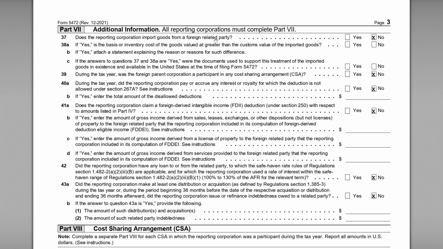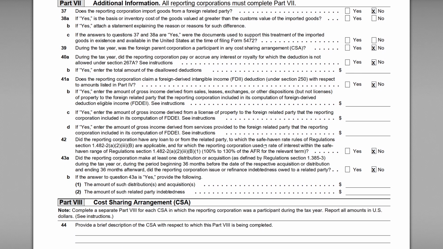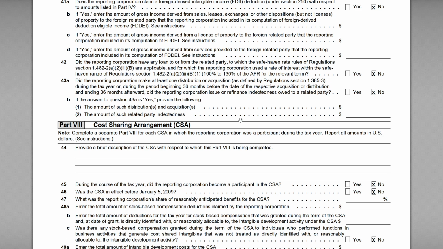So if you did import goods from a foreign related party, yes, and then disclose the basis or inventory cost issues. Is the corporation a participant in a CSA? No, right? Did they accrue any interest or royalties for which deductions are limited or not allowed under 267A? No. No FDII deduction, none of that. So no's across the board there. Obviously read each question very carefully and see if they apply to you because you certainly don't want to miss something. But in our fact pattern, pretty straightforward, right? None of these apply, so that's why it's all no.